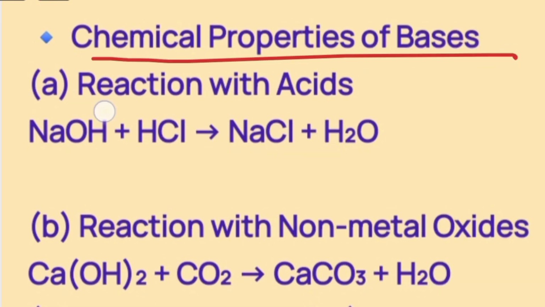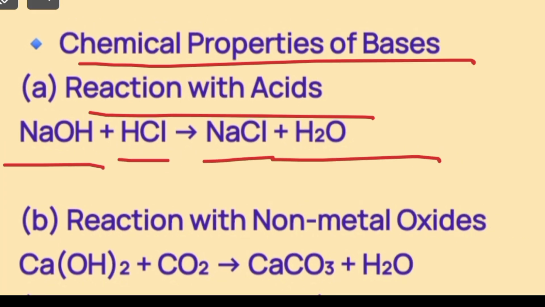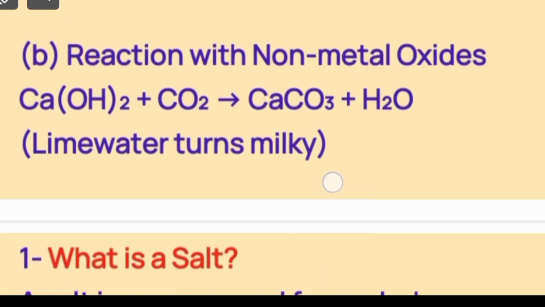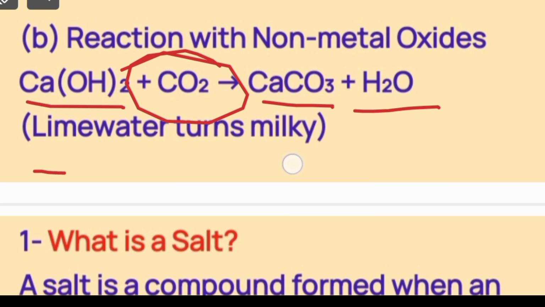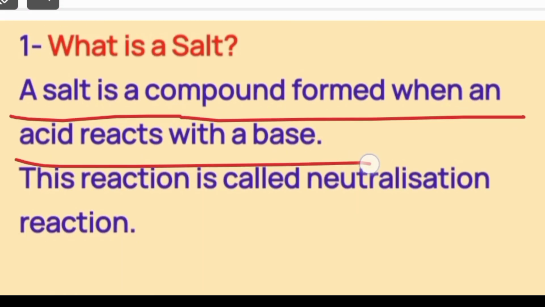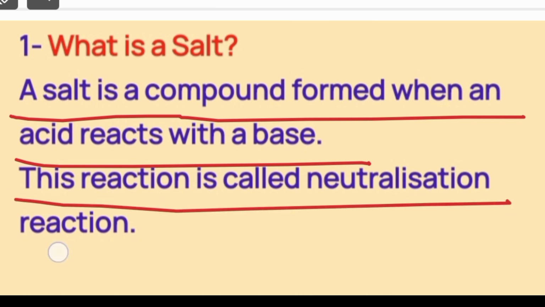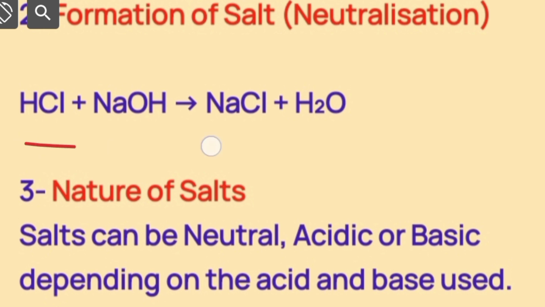What are the chemical properties of bases? Reaction with acid: NaOH base reacts with HCl acid to form NaCl plus H2O. This is neutralization reaction. Reaction with non-metal oxide: Ca(OH)2, when reacting with non-metal oxide CO2, forms CaCO3 plus H2O. Lime water turns milky. What is salt? A salt is a compound formed when an acid reacts with a base. This reaction is called a neutralization reaction. Formation of salt, neutralization reaction: HCl plus NaOH forms NaCl plus H2O.